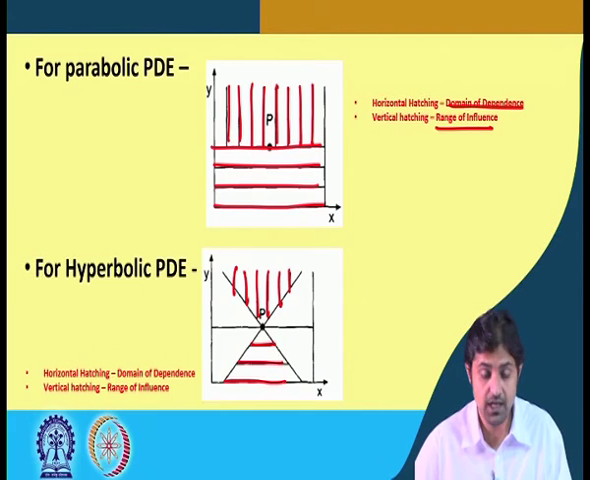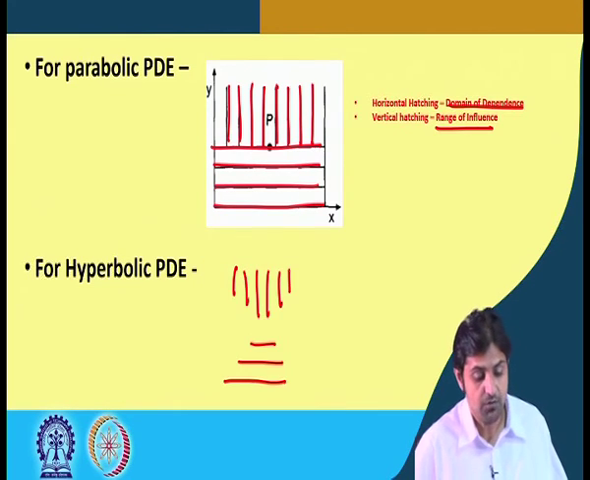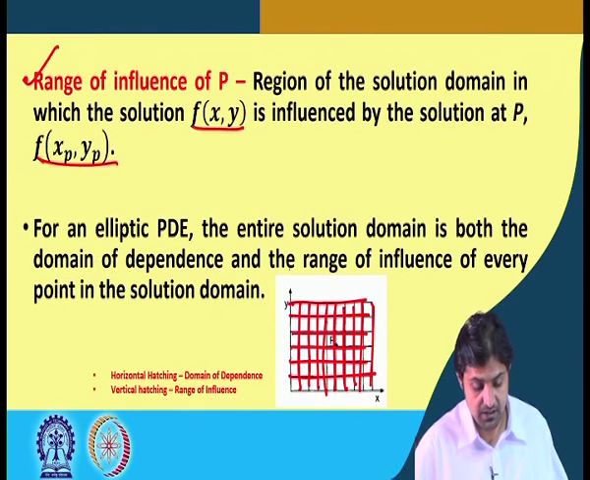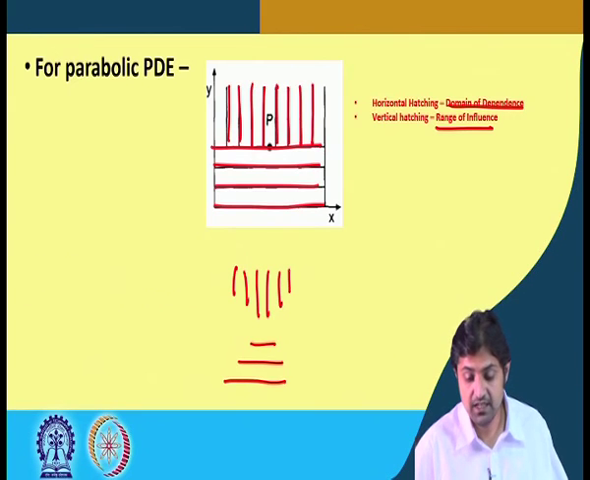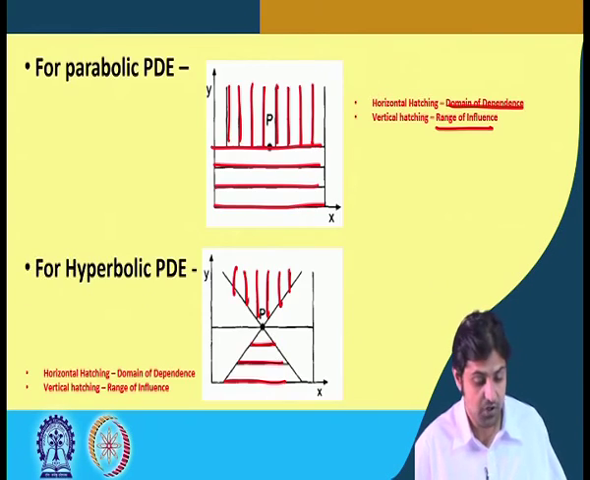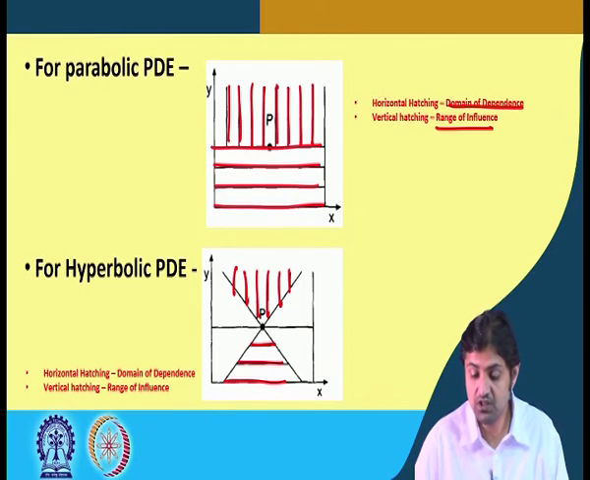So, for three different types of solution profiles, elliptical PDE, parabolic PDE and hyperbolic PDE: for elliptical PDE we have seen that the entire solution domain is both the domain of dependence and the range of influence, whereas for parabolic and hyperbolic PDE, the horizontal hatching as shown in the figures here shows the domain of dependence, whereas the vertical hatching shows the range of influence.